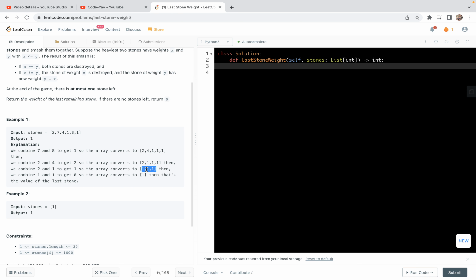And then this is a slightly different operation, because this x and y are the same now. So we have 1, 1. So we smash them, and then both disappear, and the length of the stones is decremented by 2. So now we have a 1, same as the state in example 2. We just need to return this one.